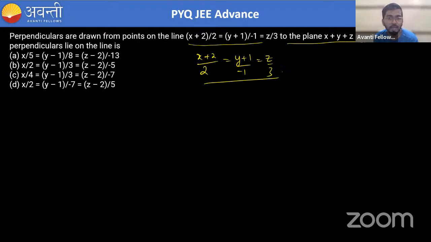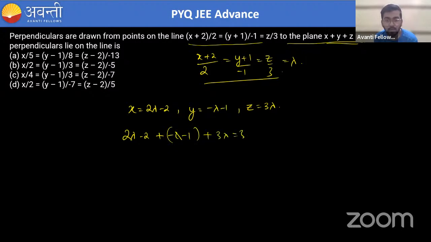First of all, any point on this given line can be represented like this: x will come out to be 2 lambda minus 2, y will come out to be minus lambda minus 1, z will come out to be 3 lambda. Since this line meets the plane, this point will satisfy the plane equation. So we get 2 lambda minus 2 plus minus lambda minus 1 plus 3 lambda equals 3. So you get 4 lambda equals 6, so lambda comes out to be 3 by 2.